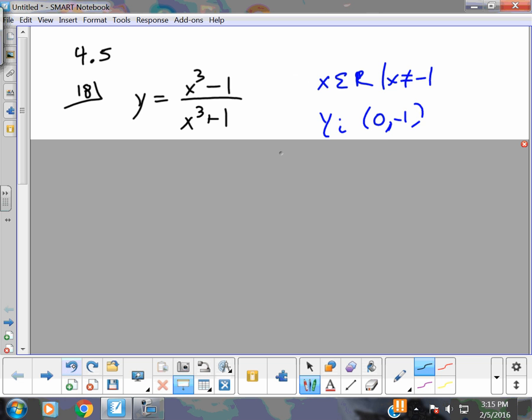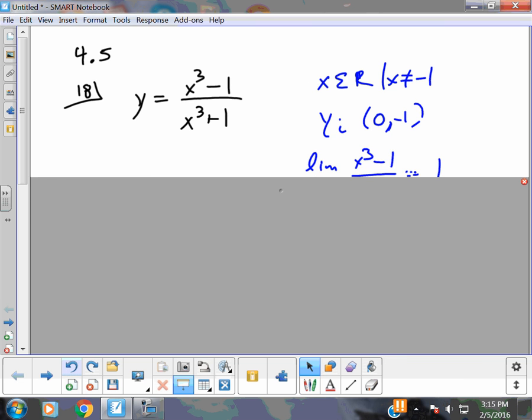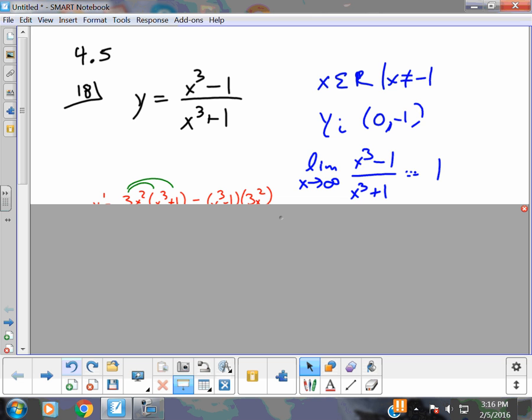Two quick things. I also then think to myself, the limit as x goes to infinity gives me a horizontal asymptote of 1, and that's here in blue on the right. Okay, so now I know the horizontal asymptote.